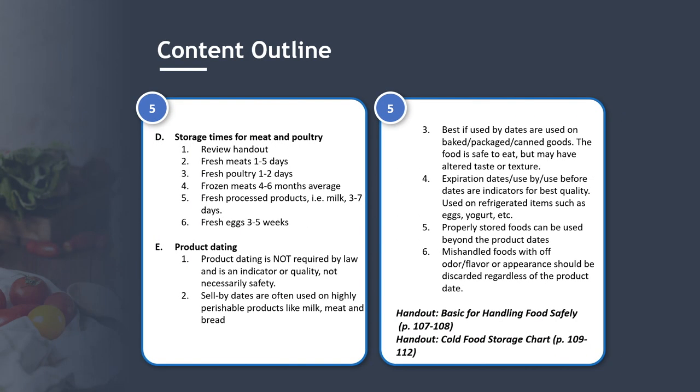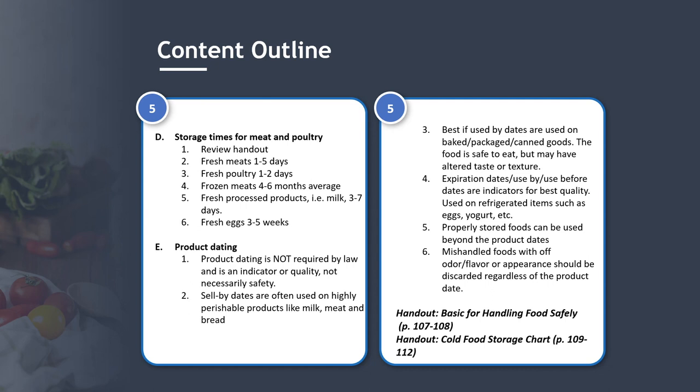D. Storage times for meat and poultry. Review the handout. Fresh meats, 1 to 5 days. Fresh poultry, 1 to 2 days. Frozen meats, 4 to 6 months on average. Fresh processed products, such as milk, 3 to 7 days. Fresh eggs, 3 to 5 weeks.